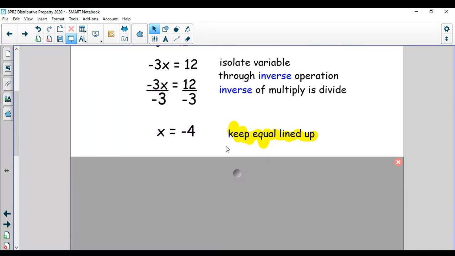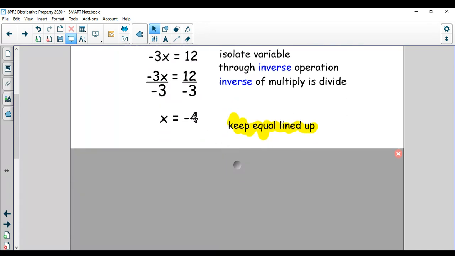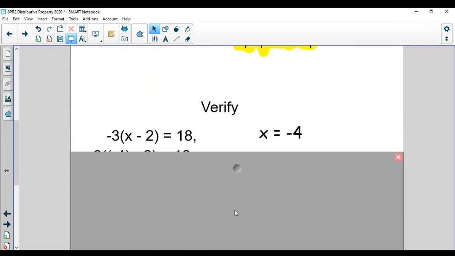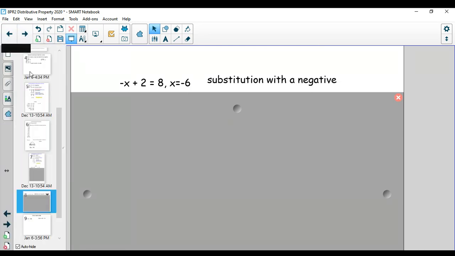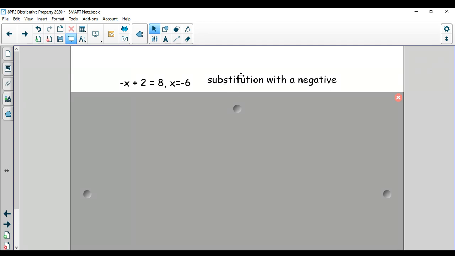Okay, let's go on to verify. And here's another good reason why I picked this question: look, my x is -4. We have a negative substitute. Come down to here. We're going to substitute for a positive x and -4. But before we do that, let's go to this example. On this example, substitutions with a negative. Look at this question. -x plus 2 equals 8. x is equal to -6. Many of us would just sub in that 6 for the place of the x and go, oh, the negative's already there. Can't do that.